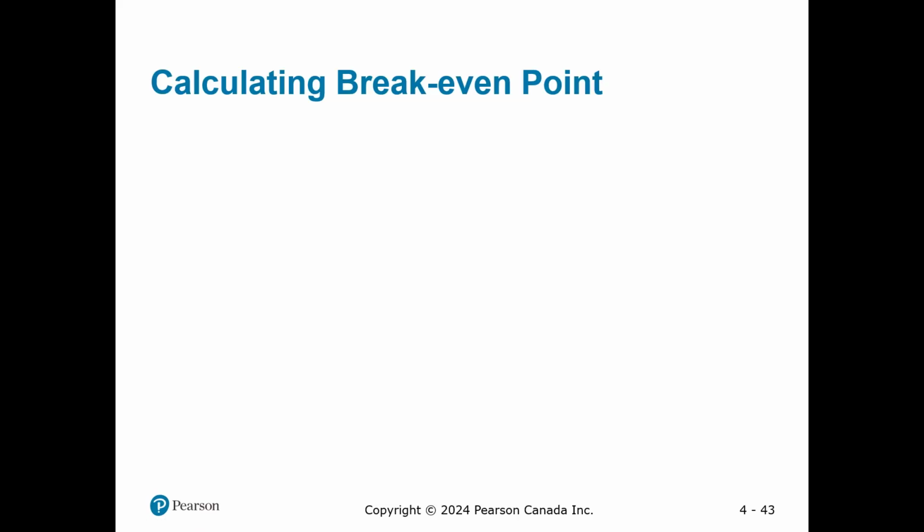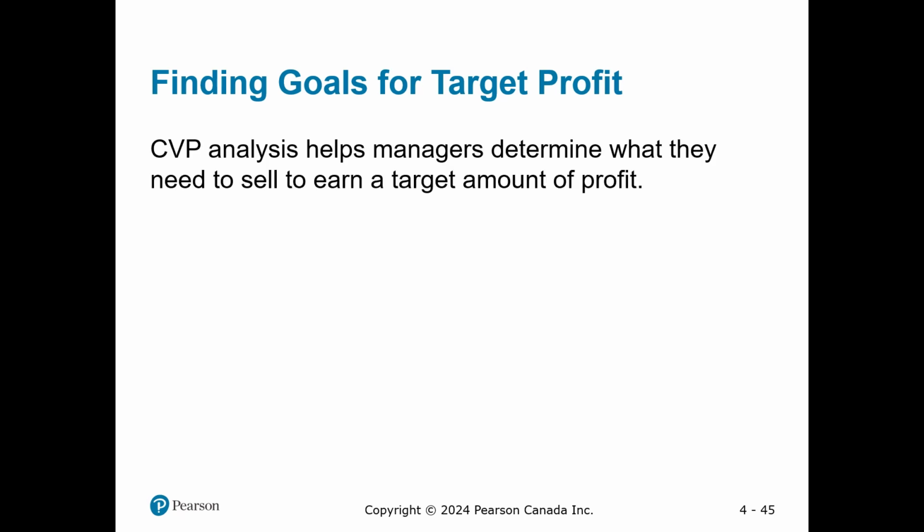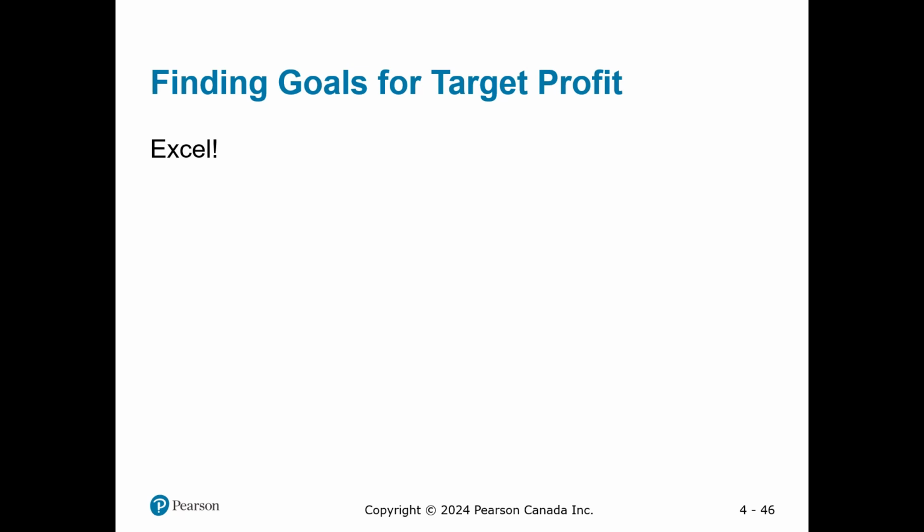We've calculated the break even point where the operating income is zero, but no company wants to earn zero profit. So how many units do we have to sell in order to make a target profit? We want a specific amount of profit. How much do I have to sell? So CVP analysis will help us to determine what we need to sell in order to earn a target amount of profit. It'll tell us, hey, you need to sell these many units or you need to sell this much in sales dollars. So let's look at Excel.